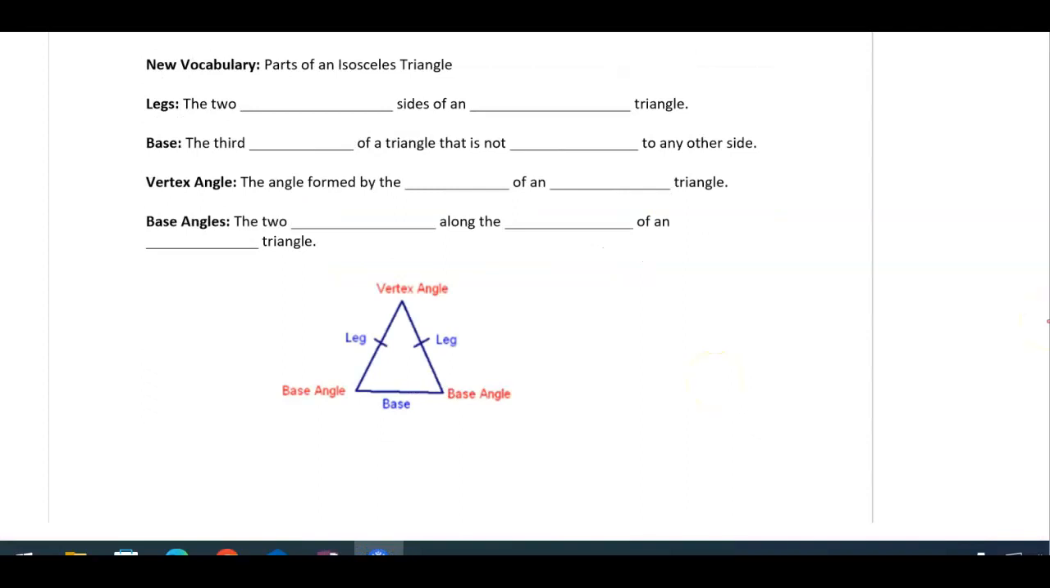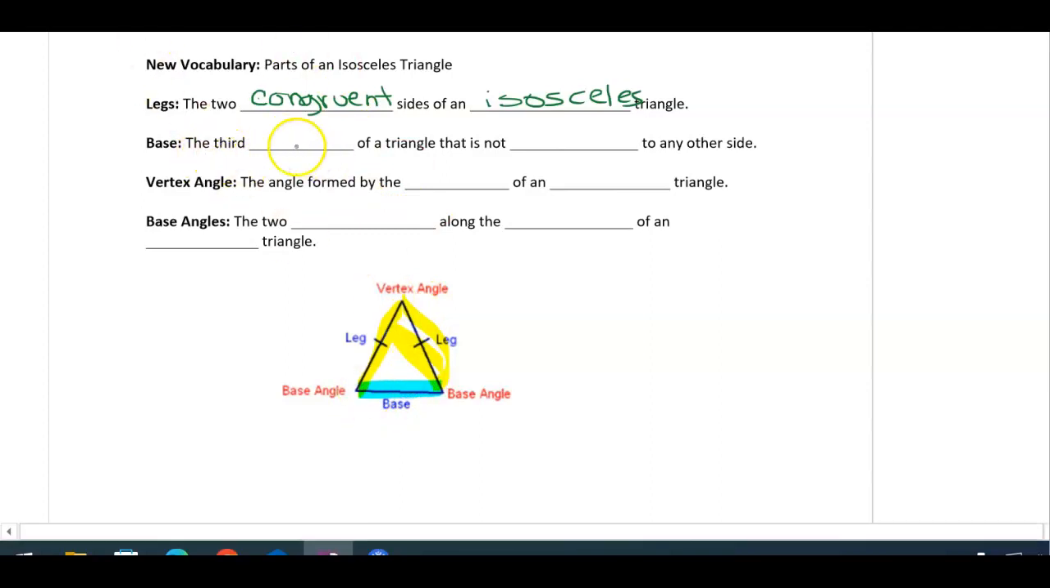Let's first talk about the anatomy of an isosceles triangle. Notice on an isosceles triangle we have the two congruent sides. That's what makes it isosceles. In all cases, the two congruent sides are called the legs. And then the third side that's not congruent to the other ones is called the base.